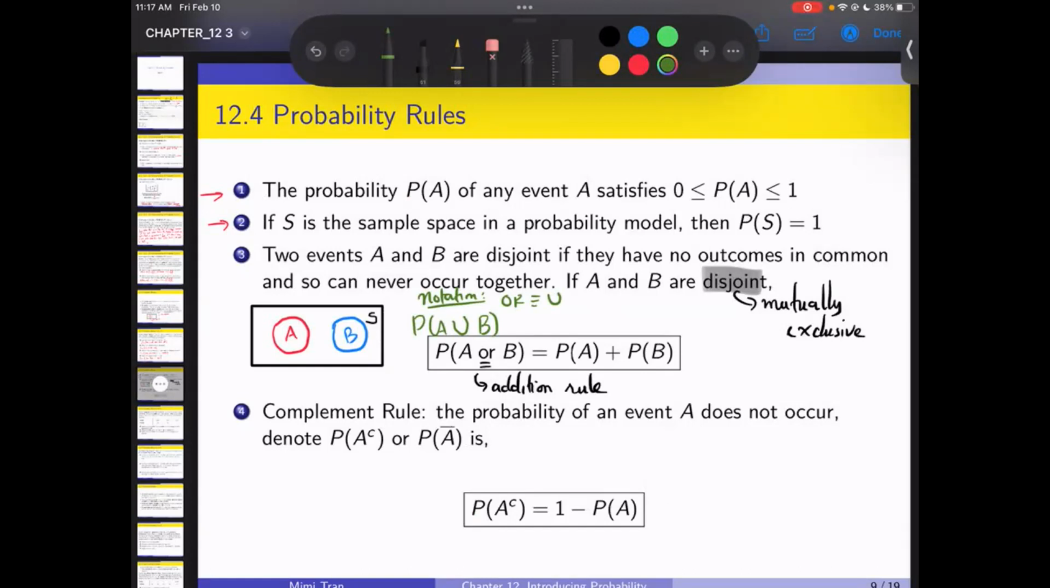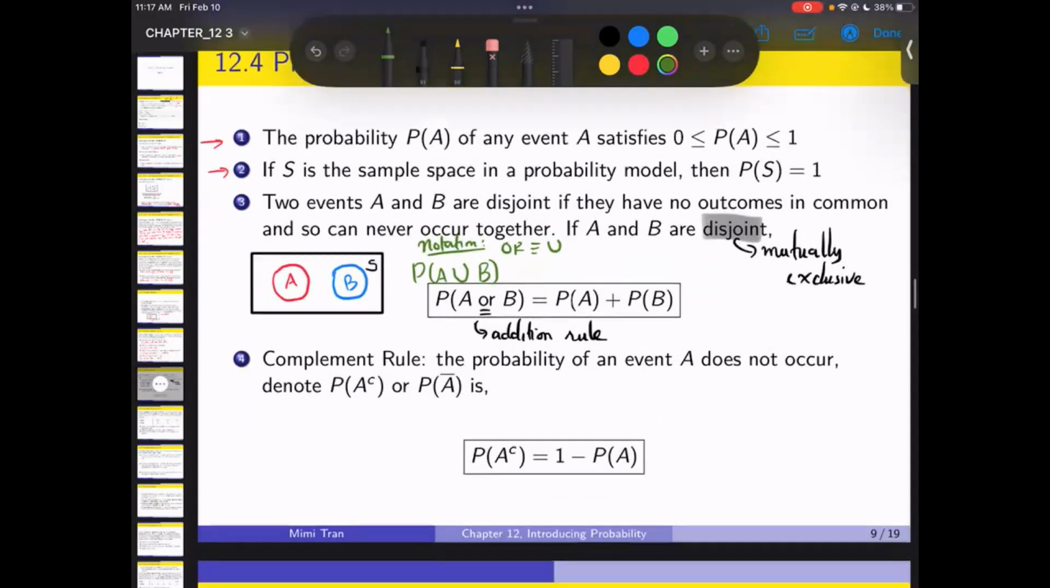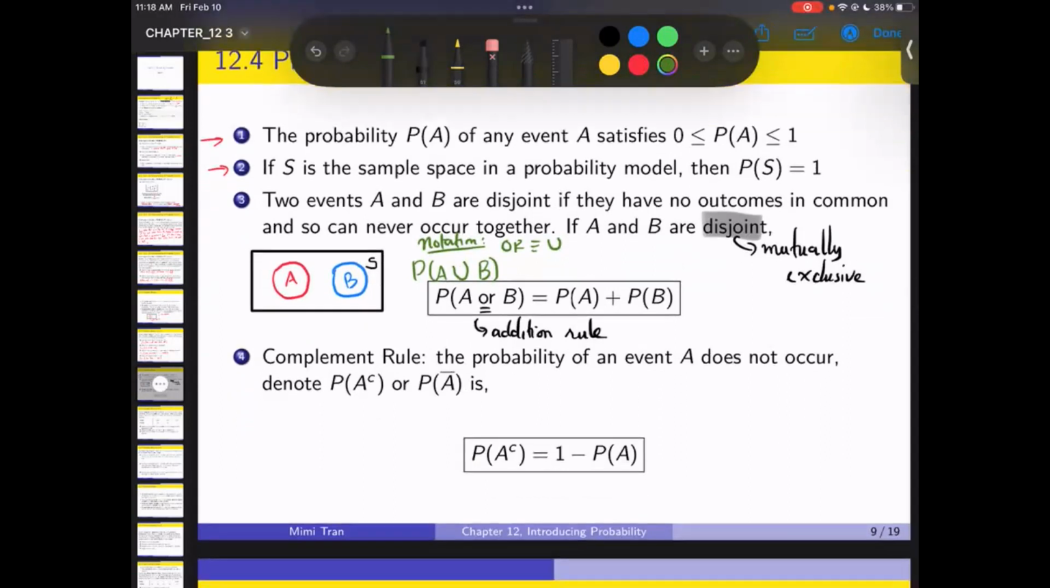Now later I'm going to introduce you to the general addition rule. So this is the basic one, where two events are disjoint. What happens if they look like that? Don't write this down. What happens if they are like that? Then we have a different addition rule, which we'll talk about later.